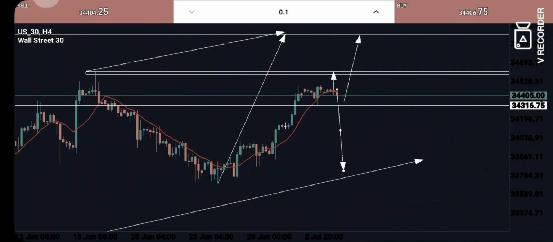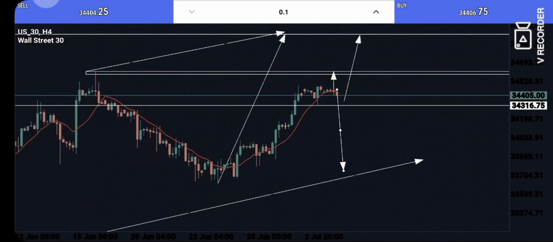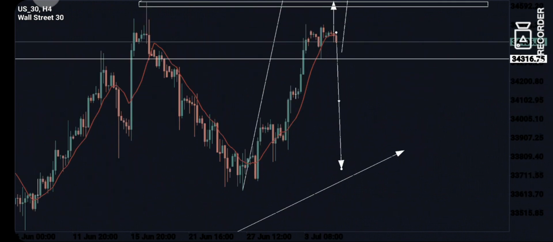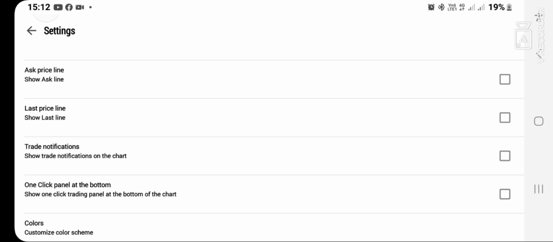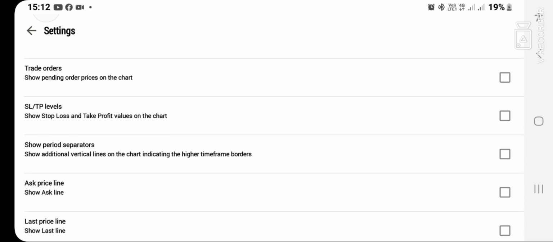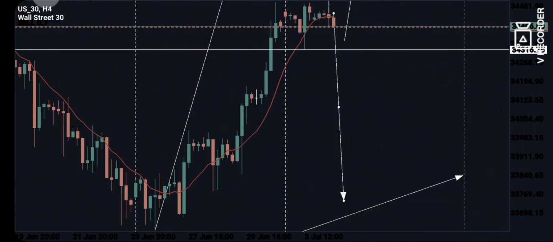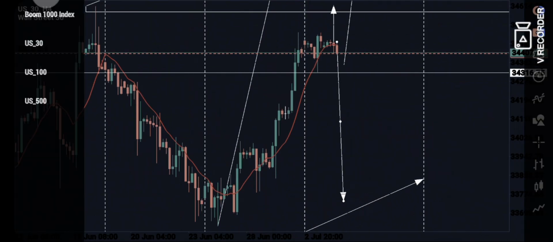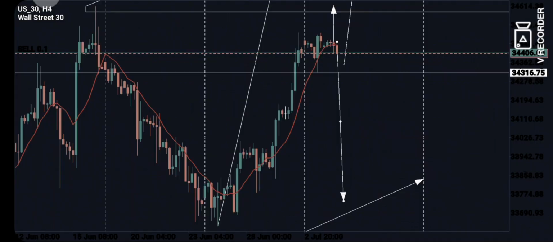Since it's the first time using it, they're requiring me to accept. So let me see. Let's enable one-click trade button. Then let's see. Show plot separators, show stop loss, show trade orders, show trade positions. Now you can see everything. Let's make the chart much lighter, like black and white. Okay, like this. Yes, you can see.